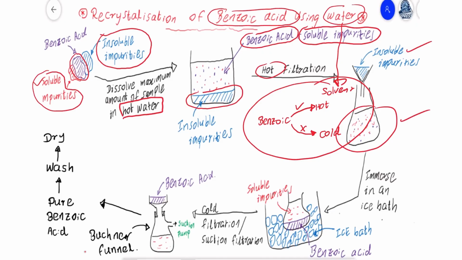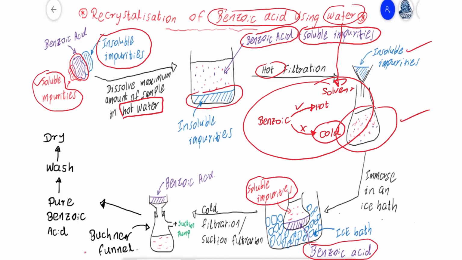Now you immerse this sample in an ice bath. So what we learned is, when the solvent is cold, benzoic acid will not dissolve there. So when you immerse this conical flask in an ice bath, benzoic acid will crystallize. But the soluble impurities, their solubility is higher than benzoic acid. They won't crystallize. They will remain in the solution.